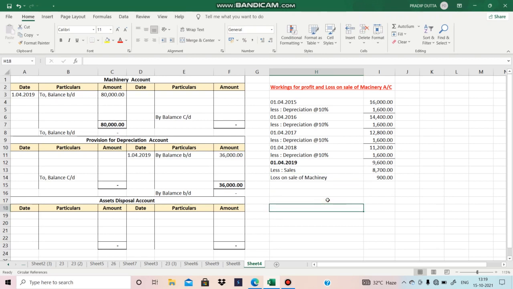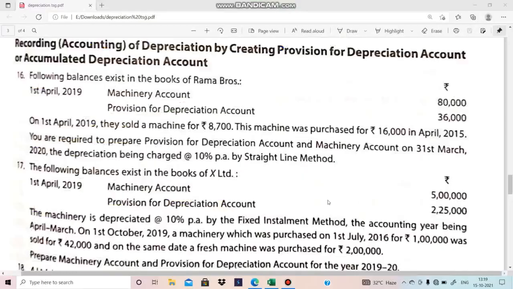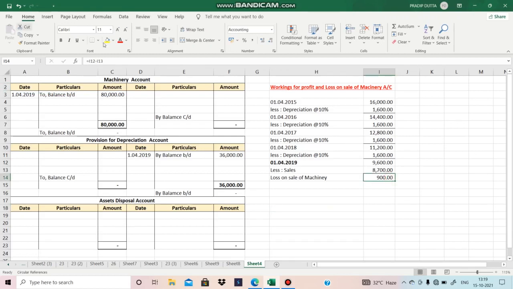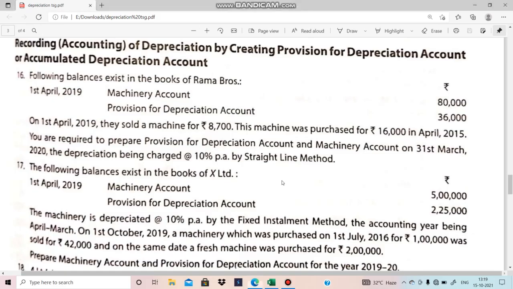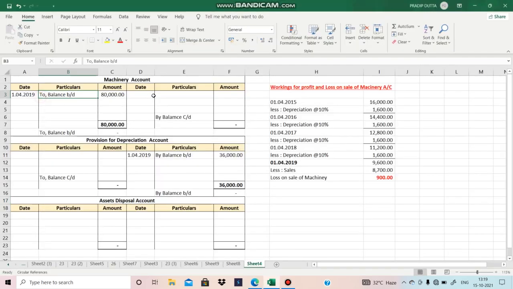It is similar to the previous practice, but the postings here are quite different. Now on 1st April, on the same date, the plant and machinery are sold. So by machinery, by asset disposal, we have to write asset disposal.